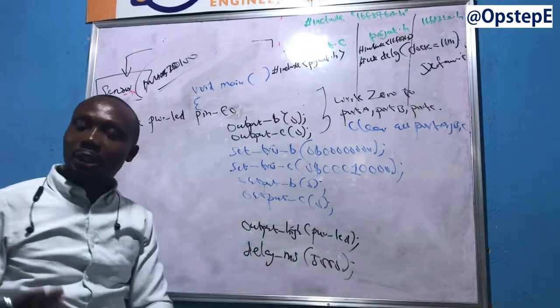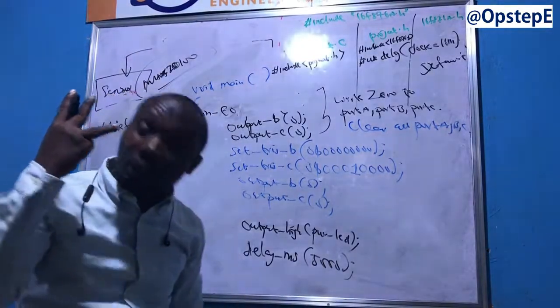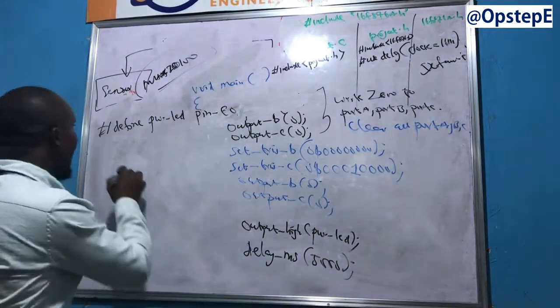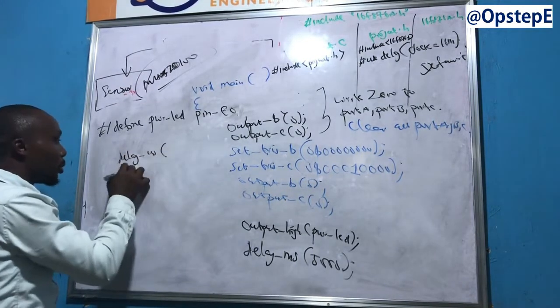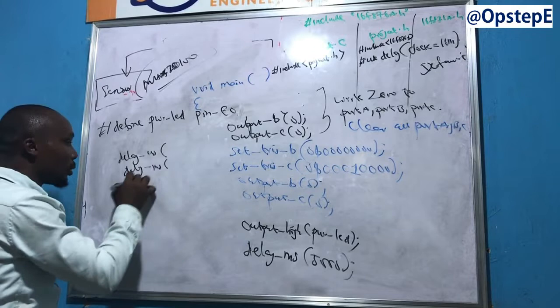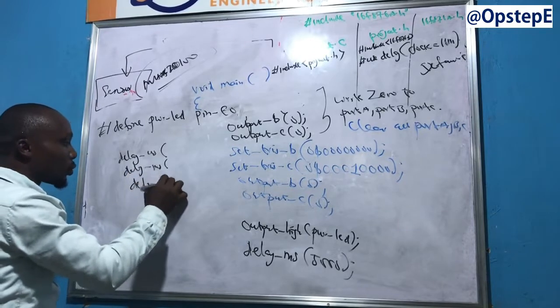Because in C, the delay function can offer you 3 variations. You have the delay_us, delay_ms, and delay_cycles.